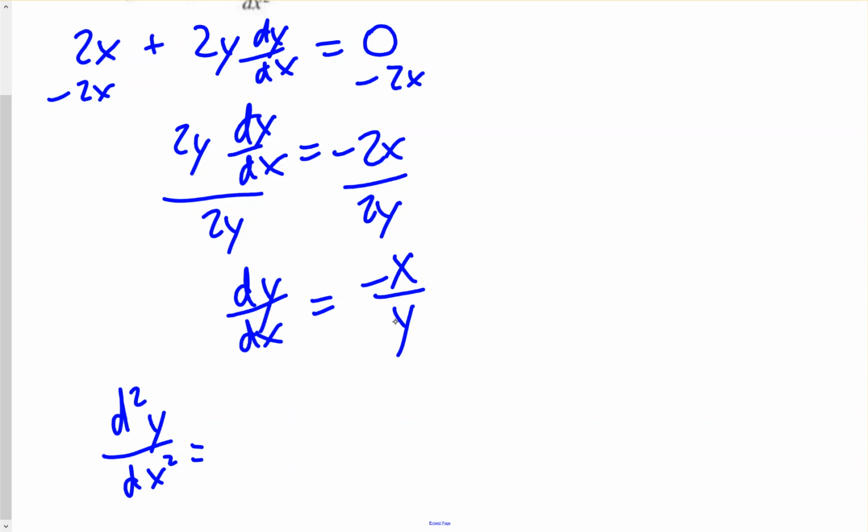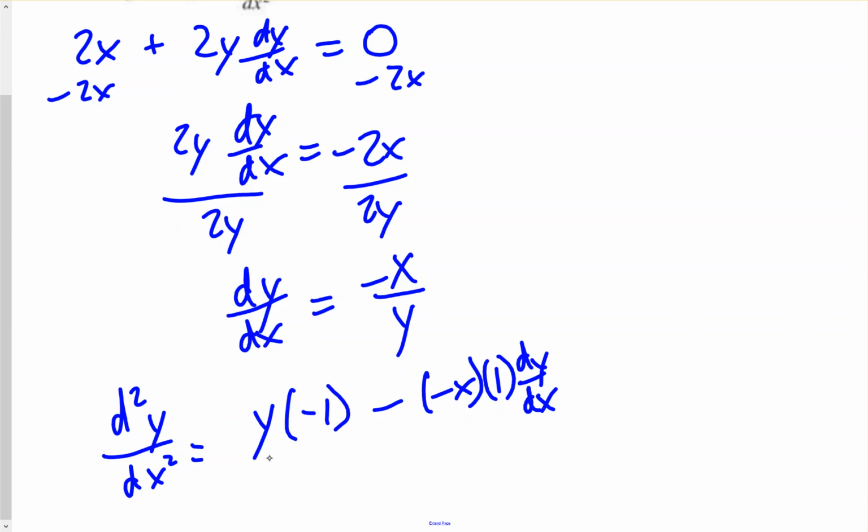So with the quotient rule we have y times the derivative of negative x, so that would be y times negative 1, minus negative x times the derivative of y. Now the derivative of y is 1 times dy/dx, all over the denominator squared, so y squared.